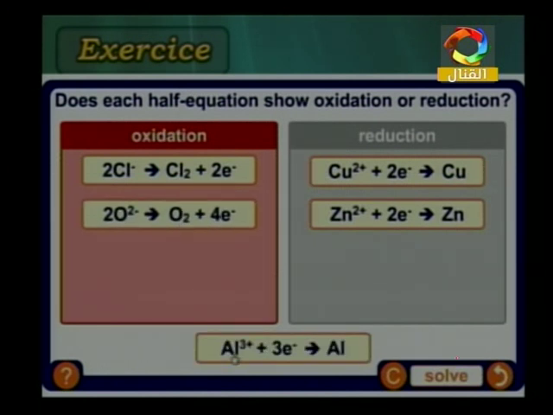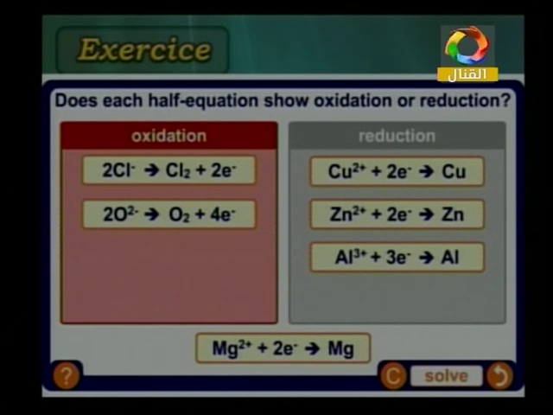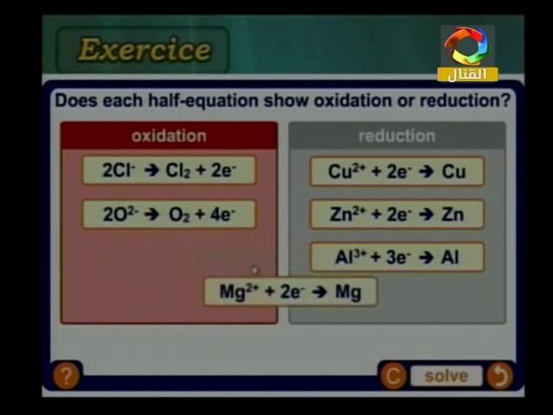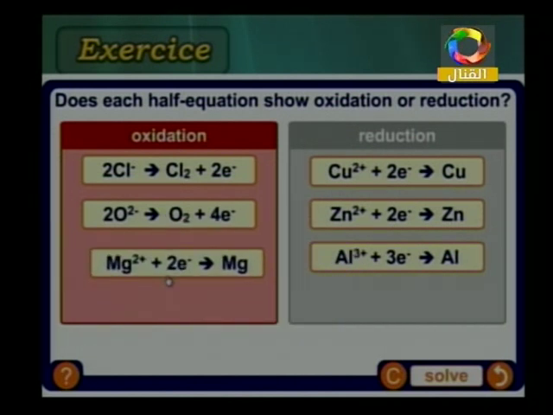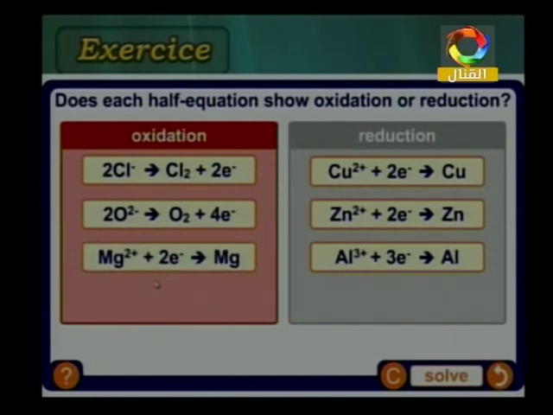After that we have Al positive 3. It is a metal, yes, but gaining electrons is very easy because it is an ion here. The atom loses electrons; the ion gains electrons to change into an atom again. So here this is reduction. After that we have Mg positive 2 plus 2 electrons changing into a magnesium atom. So is it oxidation or reduction? Here we have oxidation. After that we have the correction.